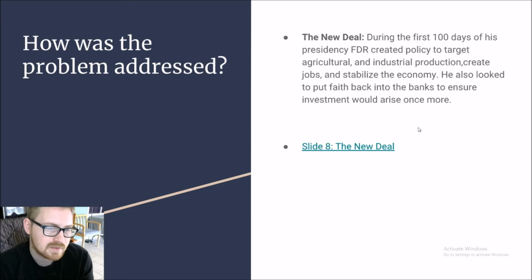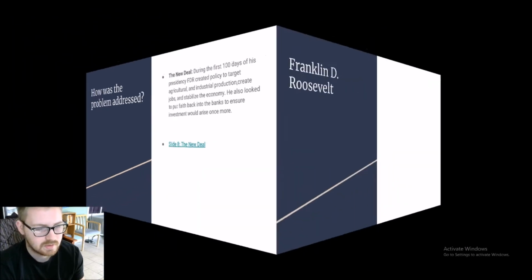So President FDR would be elected in 32, and during his first 100 days he would introduce the policies of the New Deal. Now there are two New Deals. There's the first New Deal, which we'll talk about, and there's the last New Deal, which we'll also talk about. For his first 100 days, he introduced the concepts of the first New Deal. He wanted to stabilize the economy, make sure jobs came back, make sure agriculture got some funding, and that people would start trusting the banks once again, because we wanted investment to rise to lower these kinds of issues. And then we have President FDR himself.